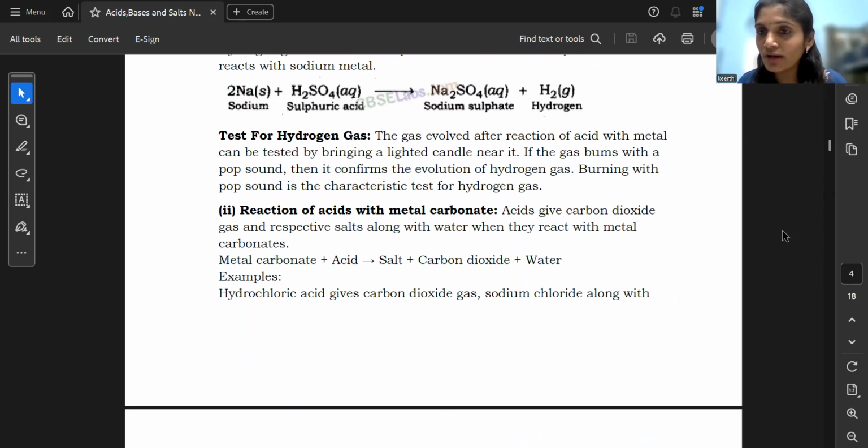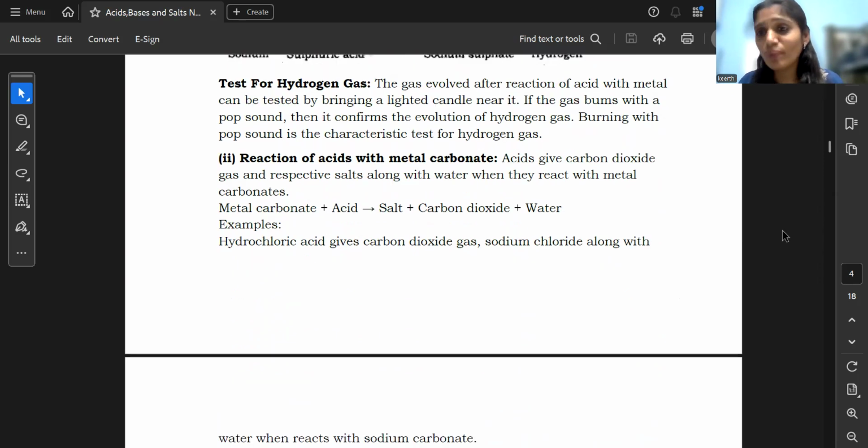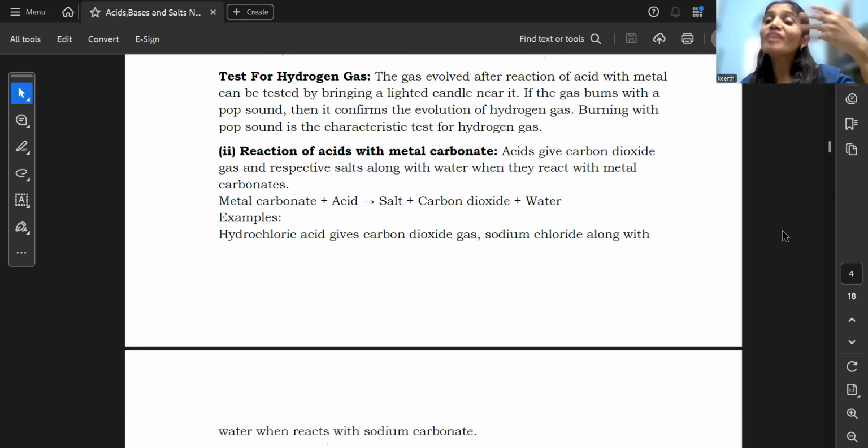Reaction of acids with metal carbonates. Now acids can react with metal carbonates because metal carbonates are basic in nature.